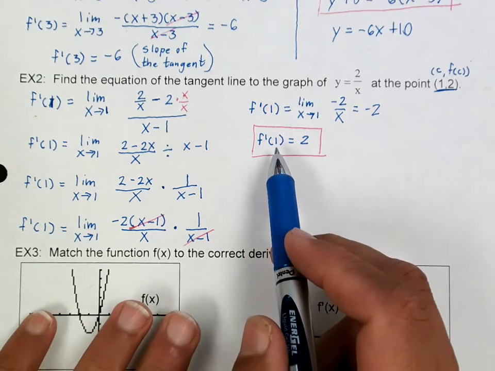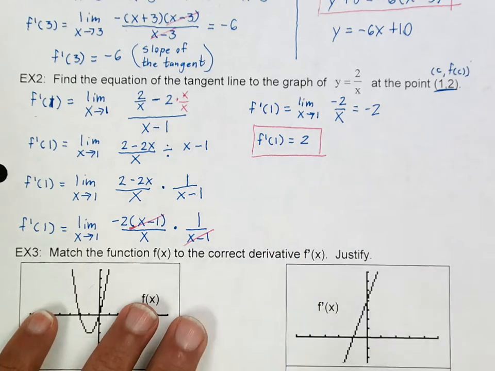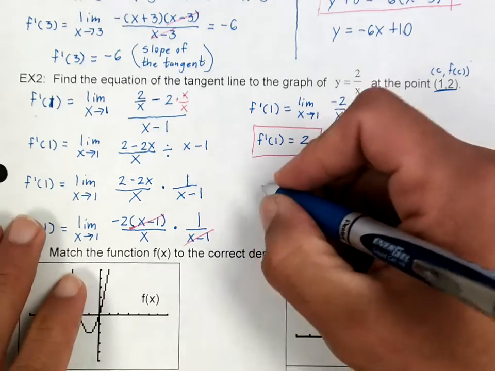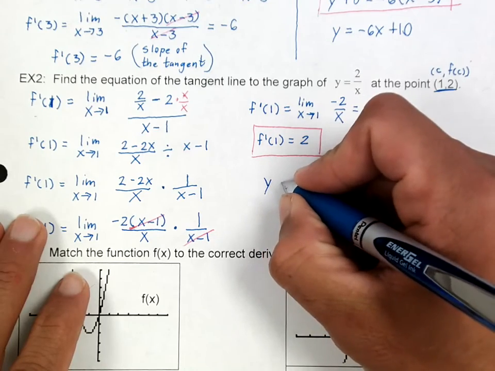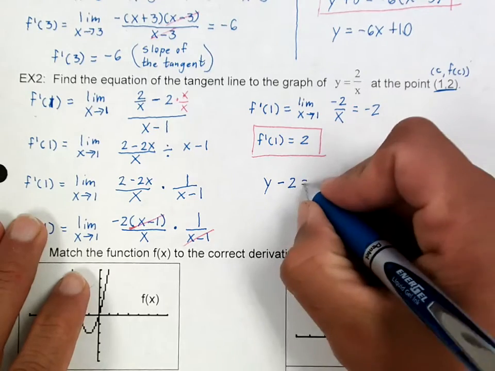So remember that this right here, this is the slope. This is the slope of the tangent line at 1. All right, so now we're going to just do the point slope formula that I showed you above. So I have y minus 2. Remember, this is the y. It's equal to the slope.